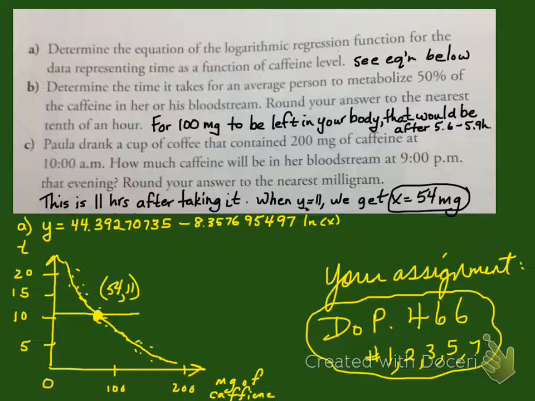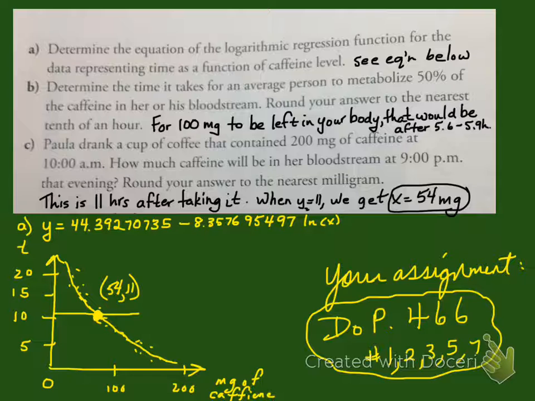And then last, Paula drank a cup of coffee that contained 200 milligrams of caffeine at 10 a.m. How much caffeine will be in her bloodstream at 9 p.m.? Well, that's 11 hours after taking it. So when you look at your graph and you see time and go to 11 hours and draw a line across, you're going to see it's going to intersect the graph at about 54. So that tells us that after 11 hours, Paula would expect to have about 54 milligrams of caffeine left in her system.